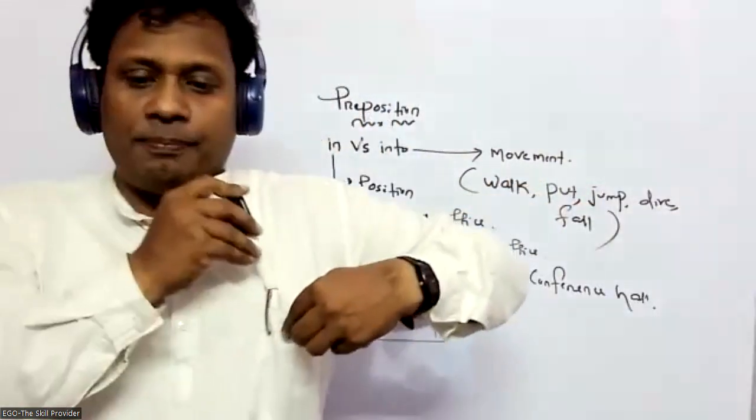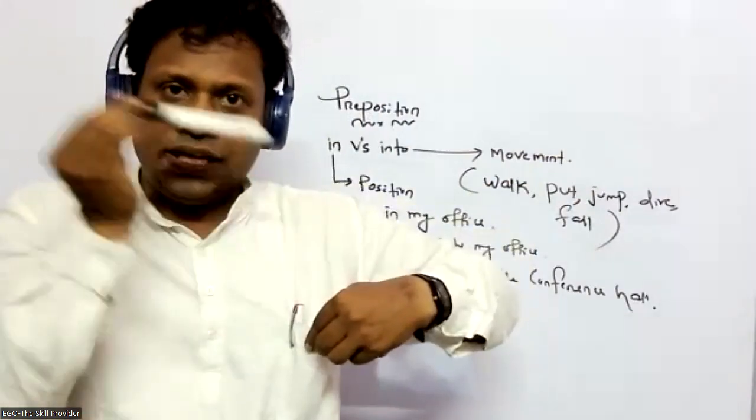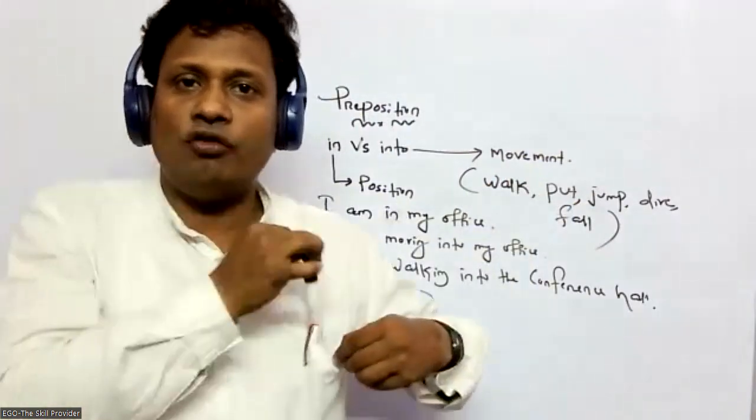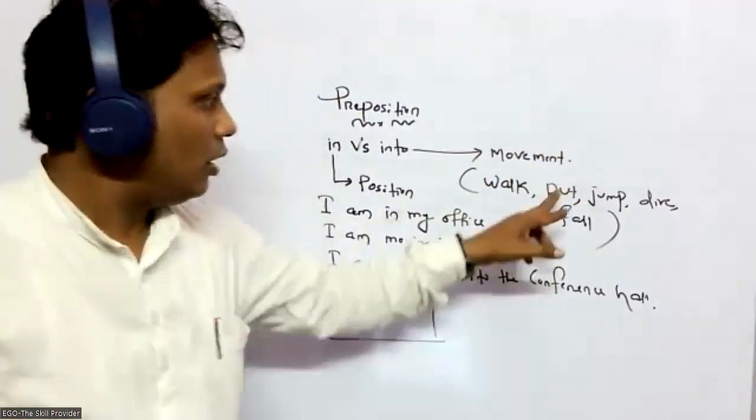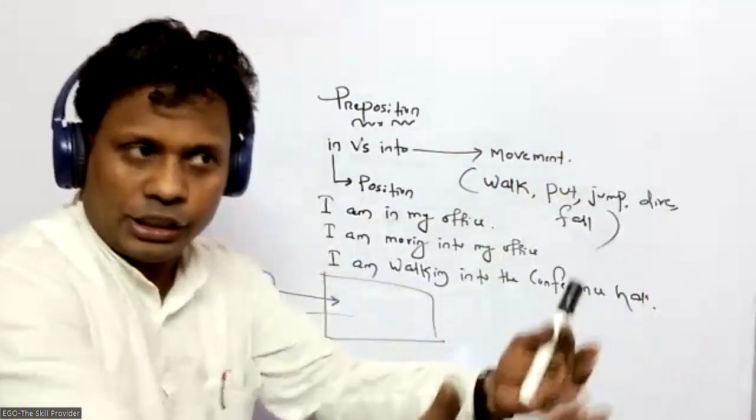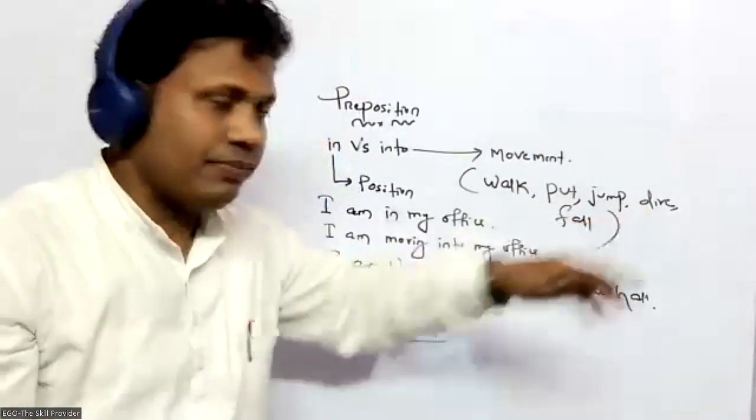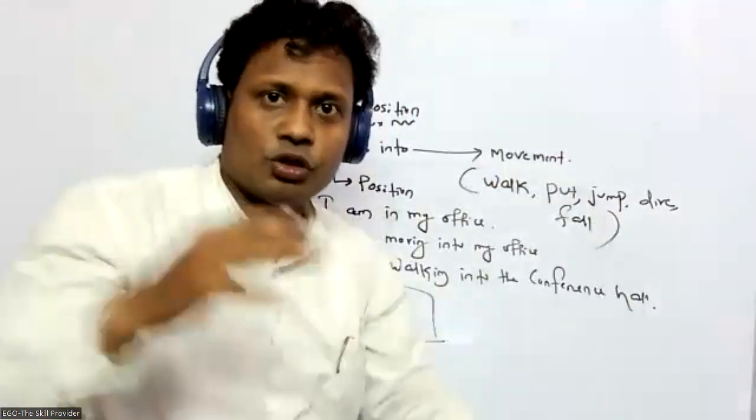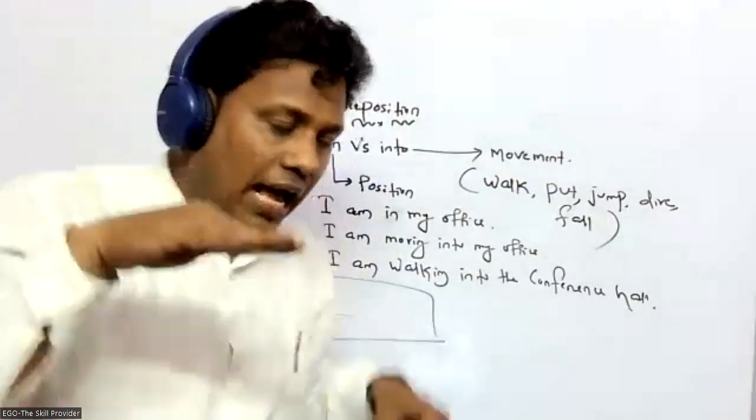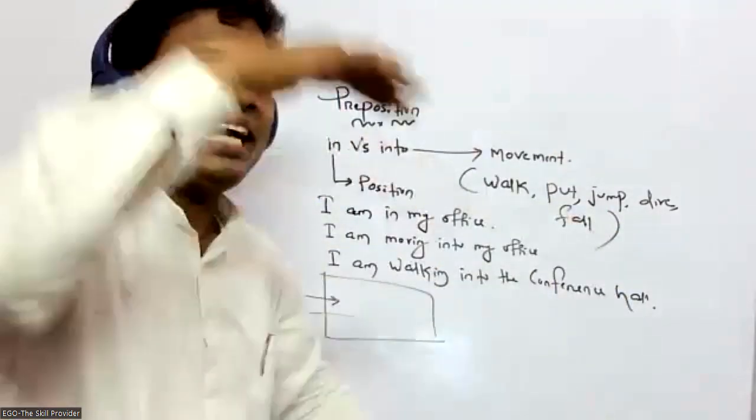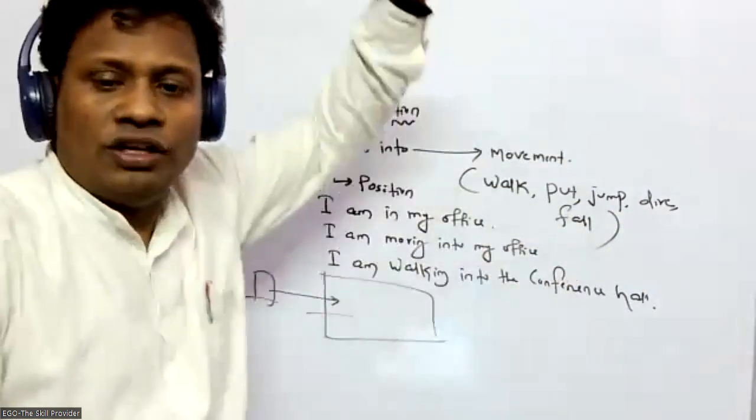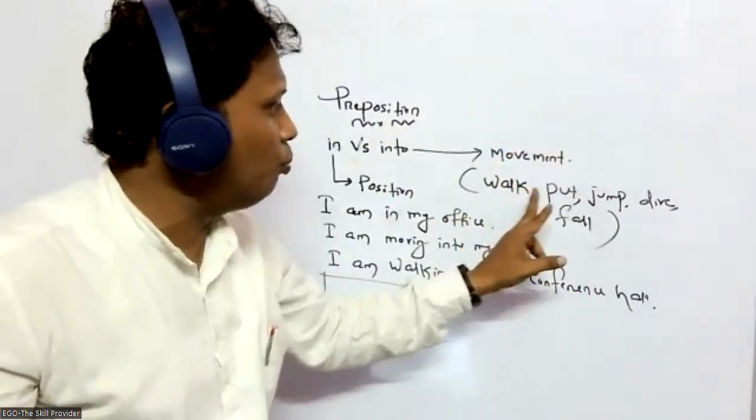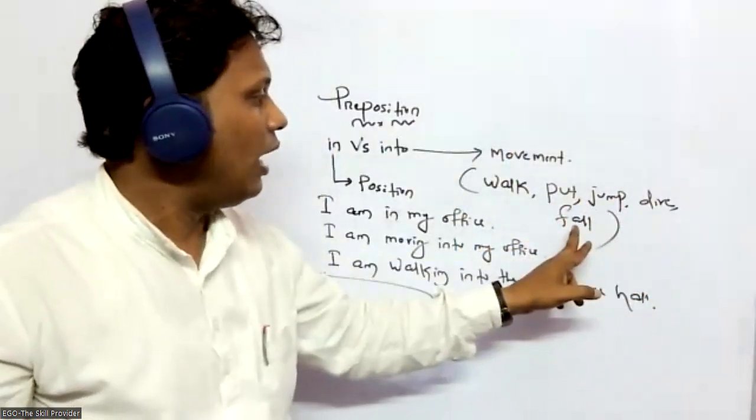Putting means, I'm putting a pen into my pocket. This is called put. Look, the movement happens. I have to move it. This is called put into. Jump, you are trying to jump, right? You are jumping into. Dive means whenever you know divers are there, they jump into the water. So you are trying to change the medium. Movement happens. I dive into the water. He dives into the water. And fall. Obviously, fall means falling. It is movement. So with movement, walk into, put into, jump into, dive into, and fall into.